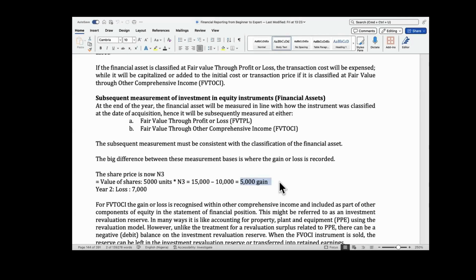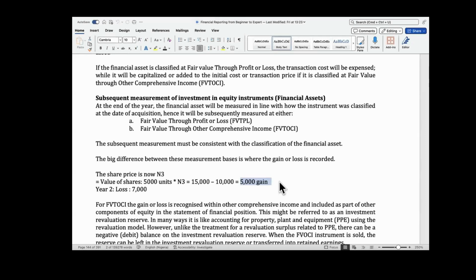Hello, sir. Yes. If measured at fair value through profit or loss, the gain will be credited to POL. Okay. Where will you debit? Let me leave that one to another person. Don't leave anything to another person. What will you debit? It's simple.